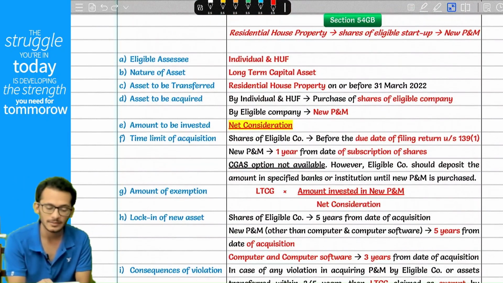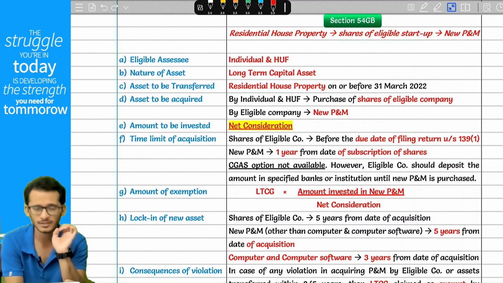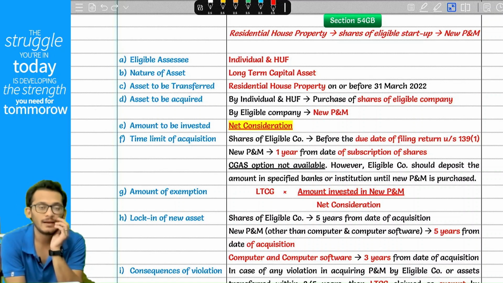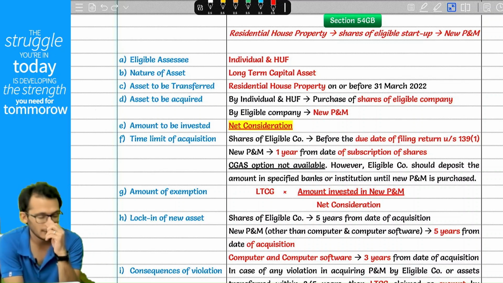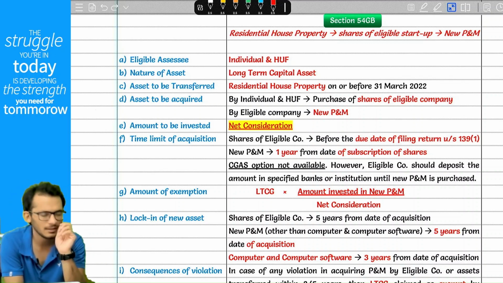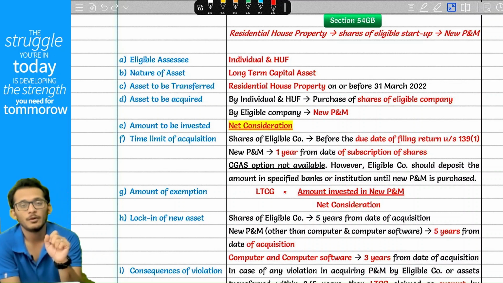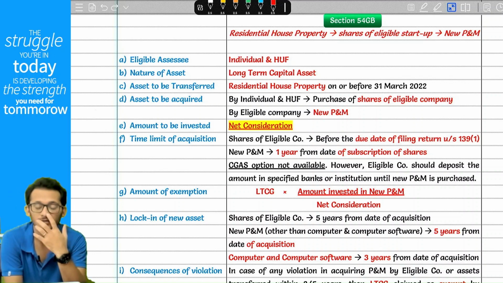Last one is 54GB, not so relevant from an exam perspective, but it is there. The provision says that if you are an individual or HUF who has a residential house property, planning to transfer the residential house property in order to buy shares of a startup which you created, then you can claim exemption to the extent of the money which you deposited in the shares of the eligible startup, provided the money which you have deposited in the eligible startup is also used for purchasing further plant and machinery.